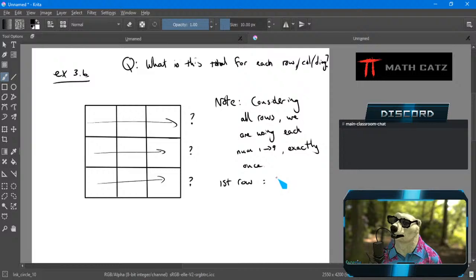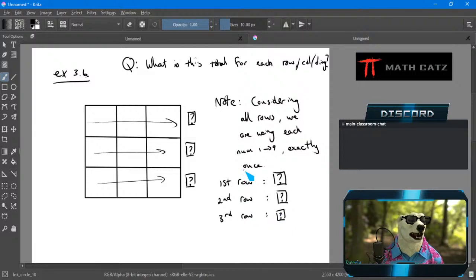Okay, so first row gives me a question mark. Let's put it in a box. That's my symbol for the answer, which I don't know what it is. Second row also gives me question mark in a box. Third row also gives me question mark in a box. And I'm trying to go slow enough to make sure everyone is sort of following how we're doing this. I don't see any expressions or reactions, so I have to guess how fast I need to go.